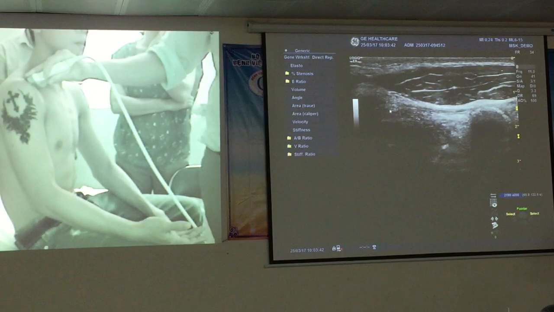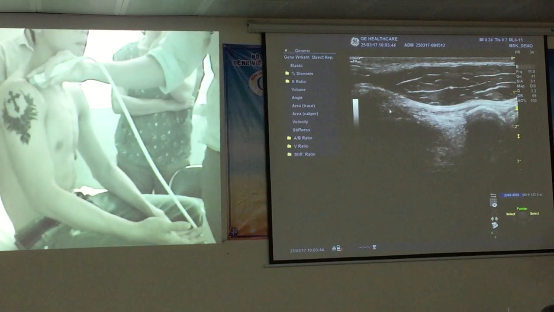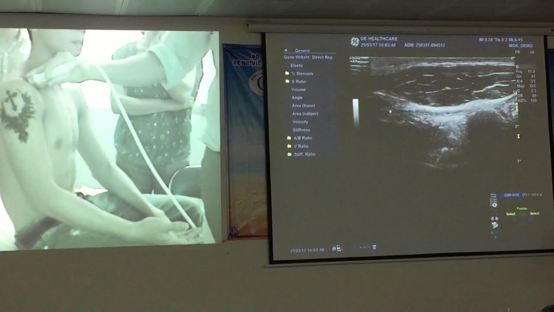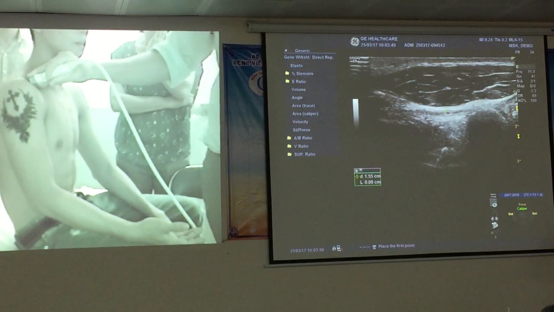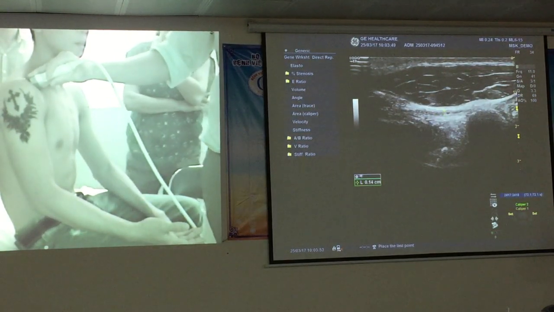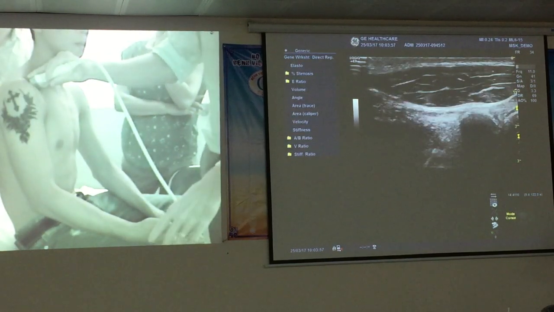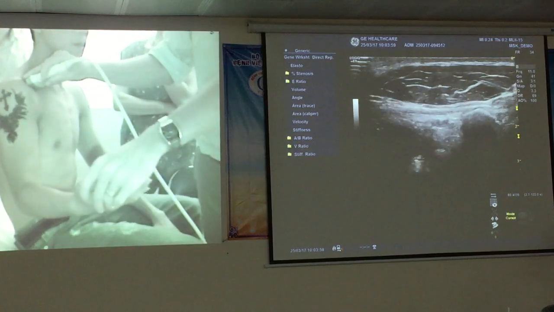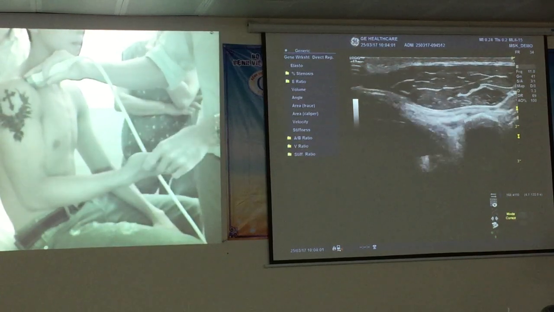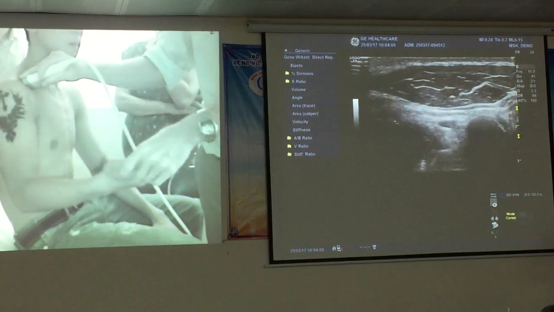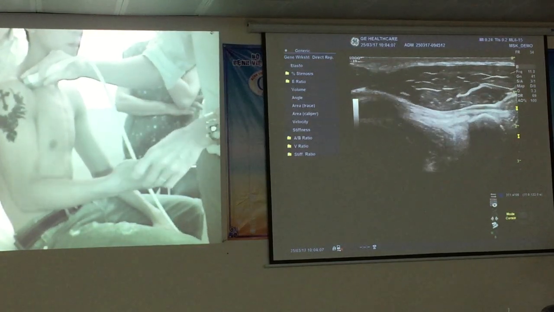And that is forming the roof of the rotator interval. Dây chằng quạ cánh tay là mái của cái khoảng trống cơ xoay. So this structure should be less than 3 millimeters in size. Cái cấu trúc này phải nhỏ hơn 3 mm là bình thường. And it's easy to see by externally rotating the arm. So you can see that changes. Mình di chuyển cái bàn tay của bệnh nhân xoay trong, xoay ngoài, thấy cái dây chằng quạ cánh tay trơn tru.